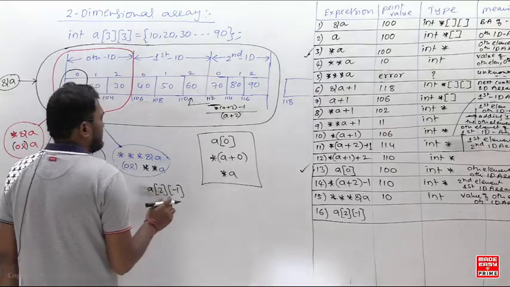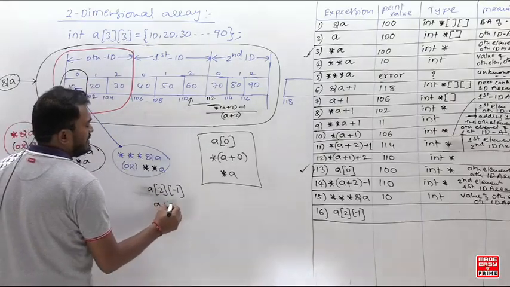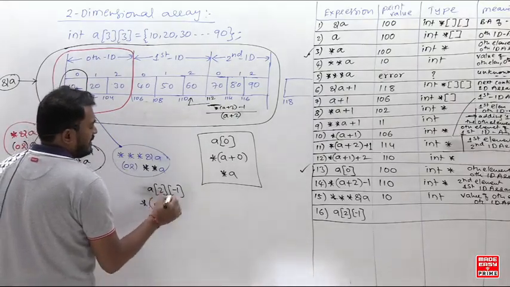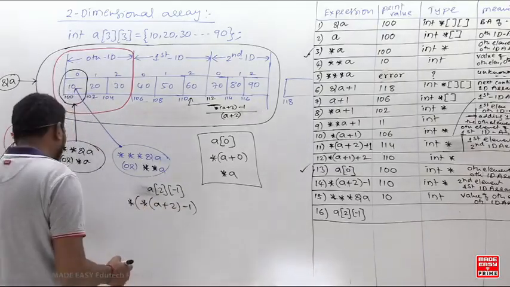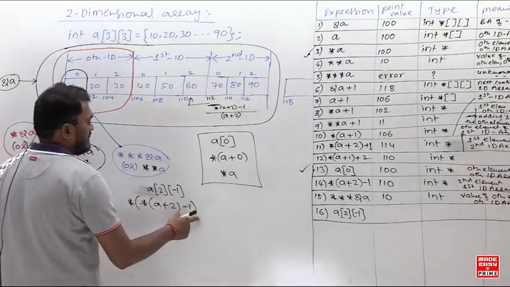A of 2 minus 1. So how will this be evaluated? Same thing, (A plus 2) whole star minus 1 whole star. Look here, (A plus 2) whole star minus 1 whole star.